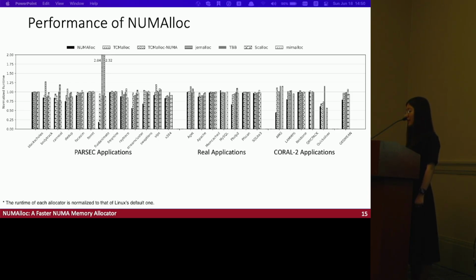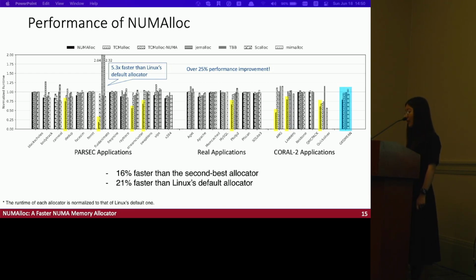We highlight the applications with significant performance improvement. For the best case, in the fluidanimate application, we run 5.3 times faster than the Linux default allocator. On average, NUMAlloc outperforms other allocators by about 16% and is 21% faster than the Linux default allocator.